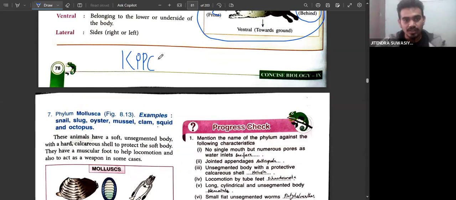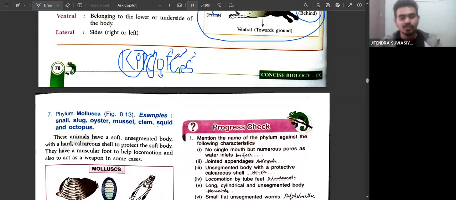It is very easy. If you remember this trick, you will never forget the hierarchy of the living organisms. Kif, kof, yes. From ki, it becomes kingdom. From pis, it belongs to phylum. Then it will become class. After that, it will become order. Then it will become family, then genus and species.